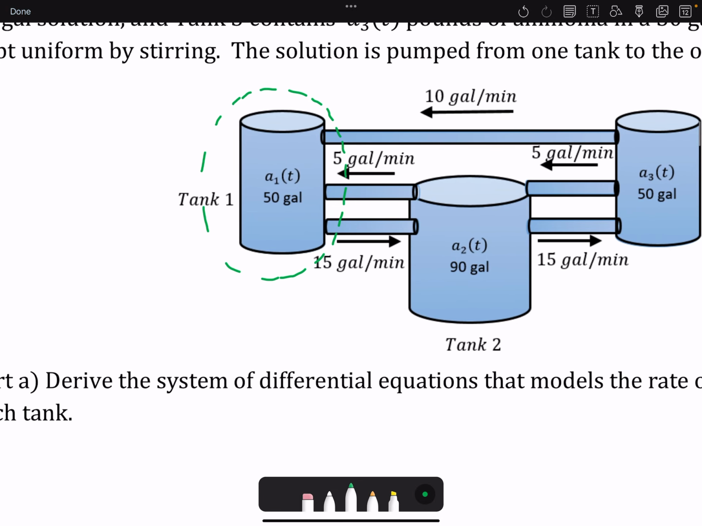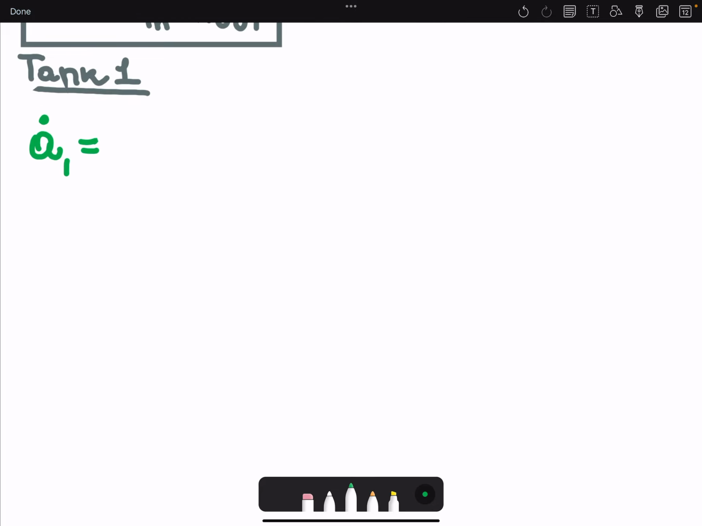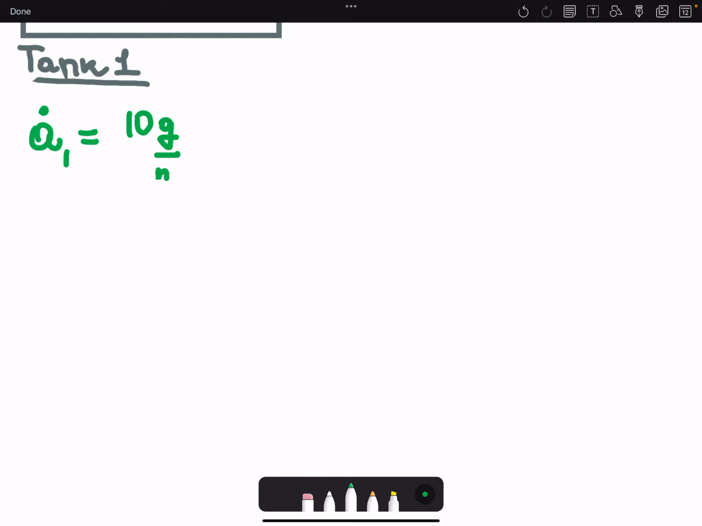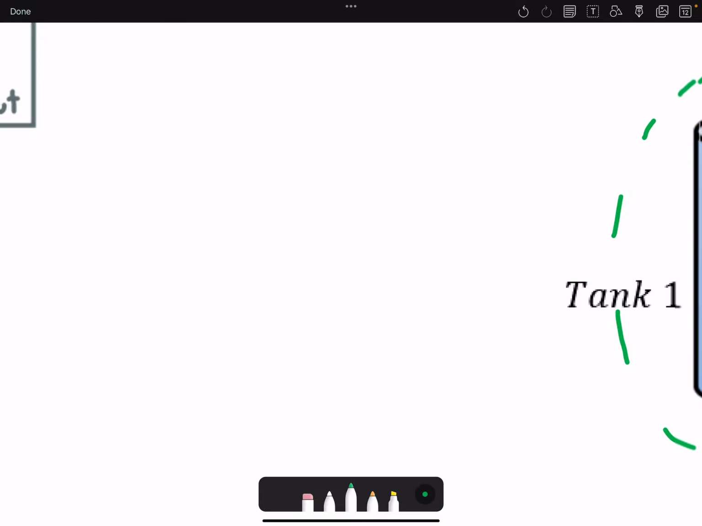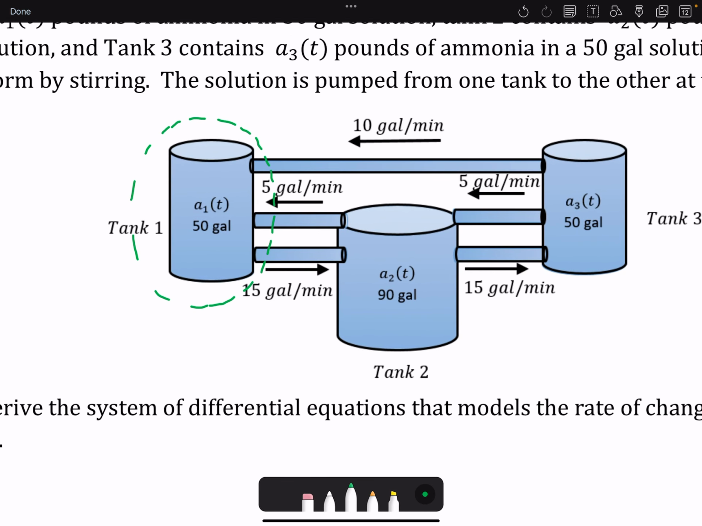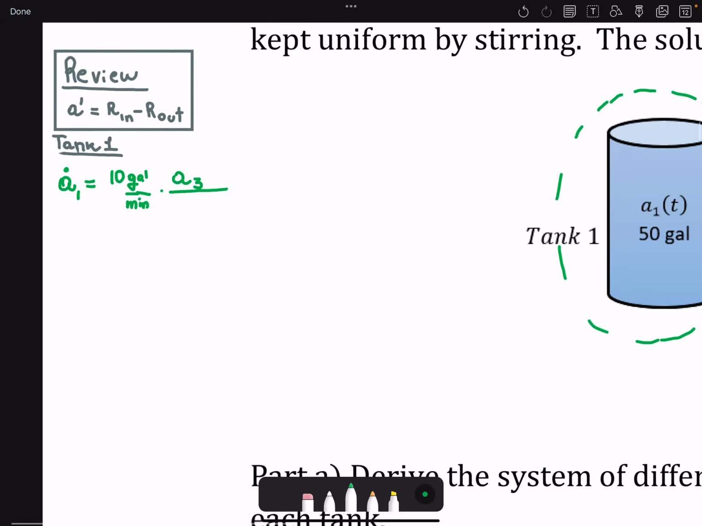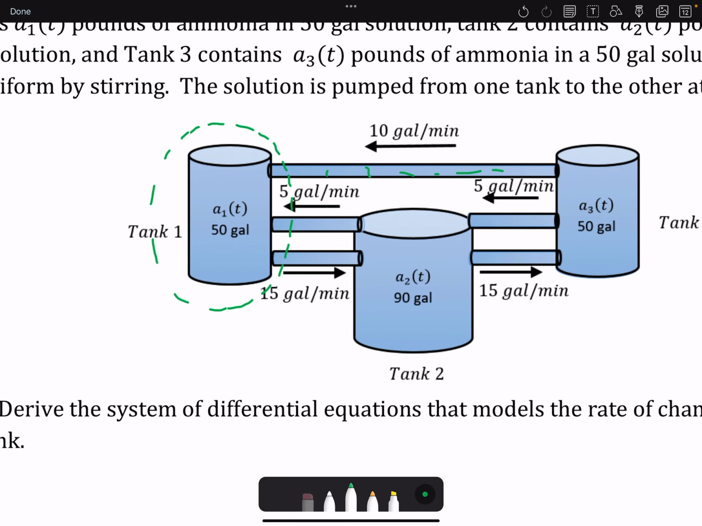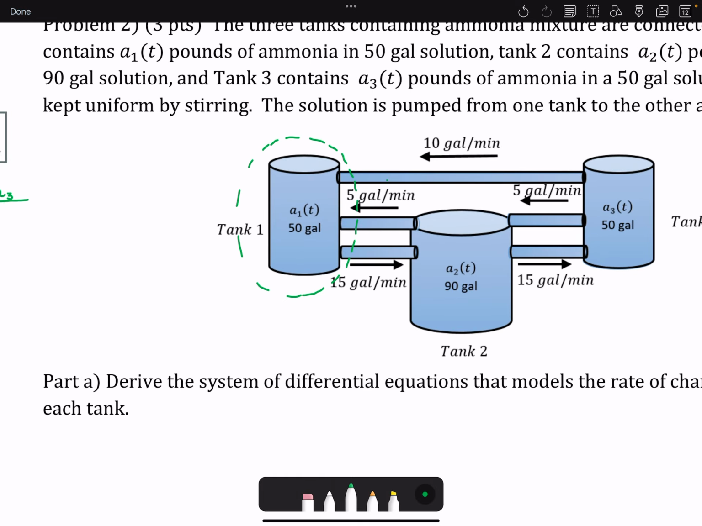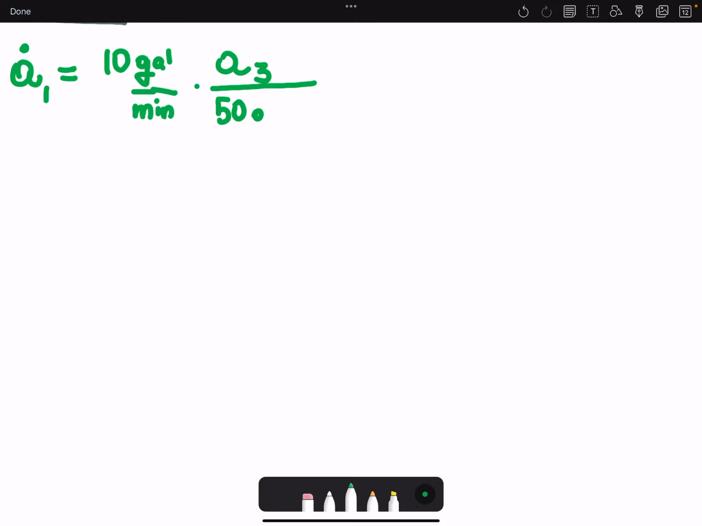Well, what's coming in? We have 10 gallons per minute coming in here. And what is the concentration of the stuff that's coming in? Well, it's coming from tank 3. So it's going to be whatever the concentration at A3 is, because this is the amount of salt, in pounds of salt, divided by how many gallons there are in tank 3, because I said earlier we're neglecting the volume over here. So how many gallons are there? Well, there's 50 gallons initially. That's what they tell us, 50 gallons.